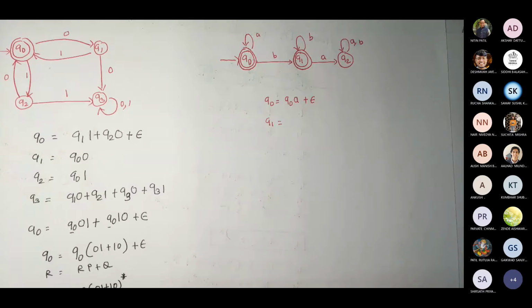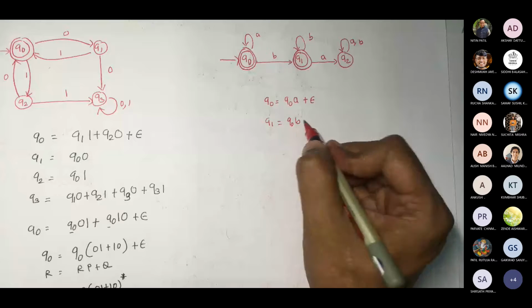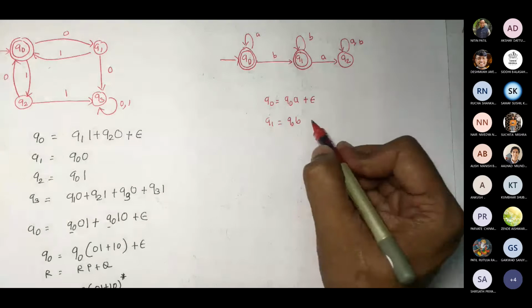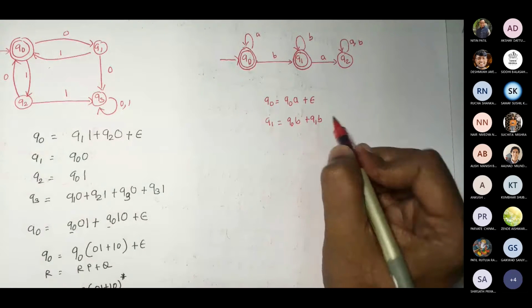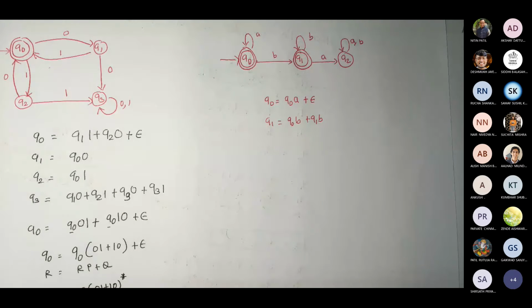Look carefully and tell again. Is Q1 an initial state? Sorry, sir. Q0B. Yes. Q0 plus B, Q1B. Very good. Plus epsilon. Why are you giving plus epsilon again? Sorry, sir.